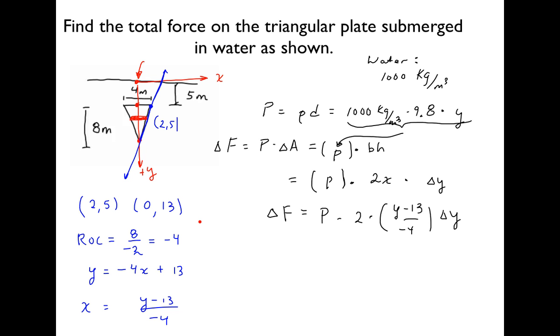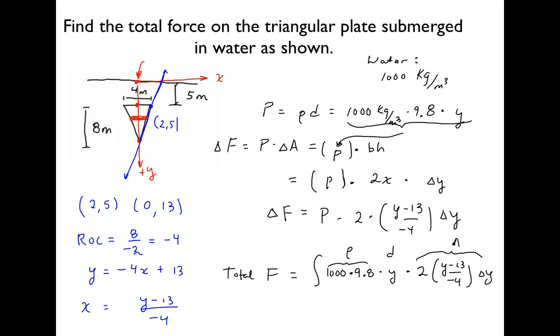Other questions on this? So now we're ready to get the total force. Total force is now what? We're going to sum up all the little bits of force. I'll write the whole thing out now. Pressure is rho, our weight density, times depth y, times area. And the area was 2 times (y minus 13) over negative 4, delta y. This whole thing is area. Now from what to what? From 5 to 13.